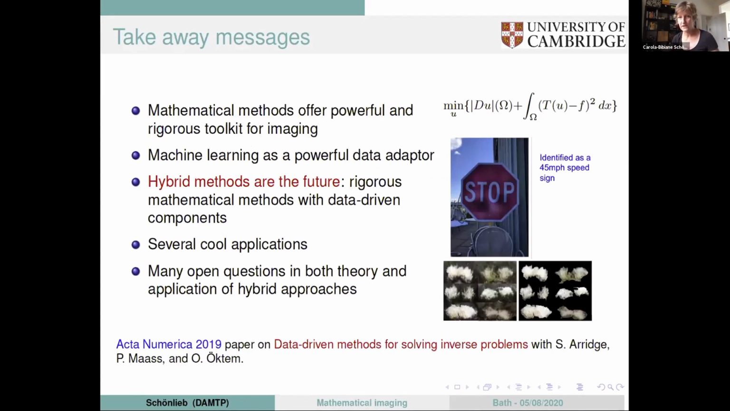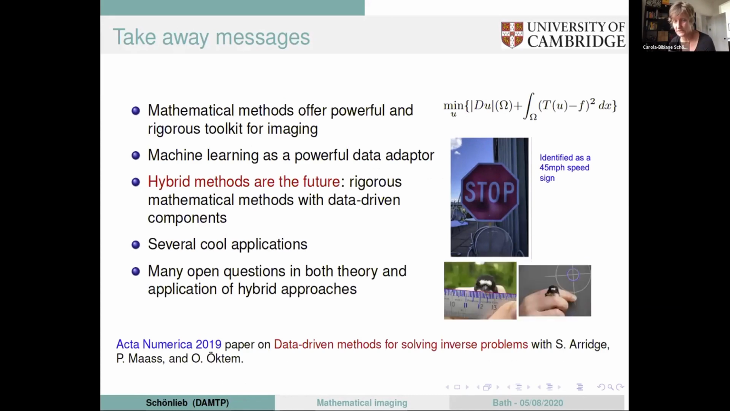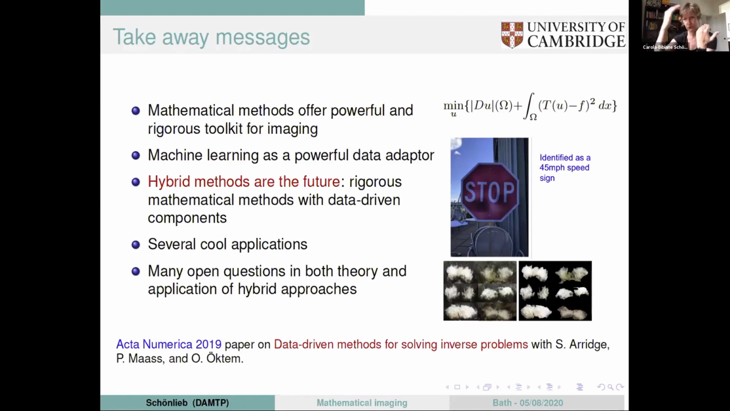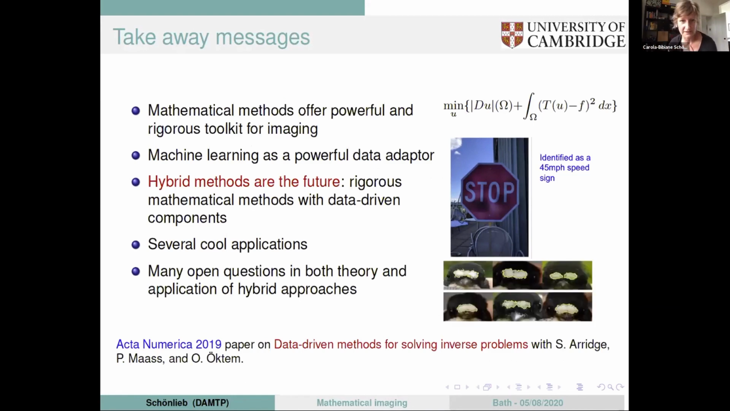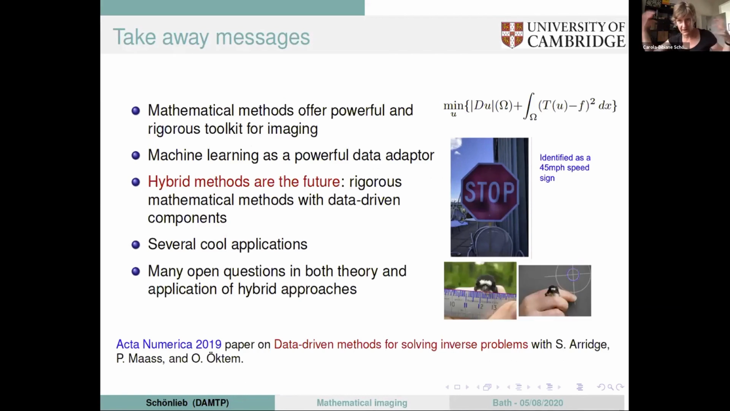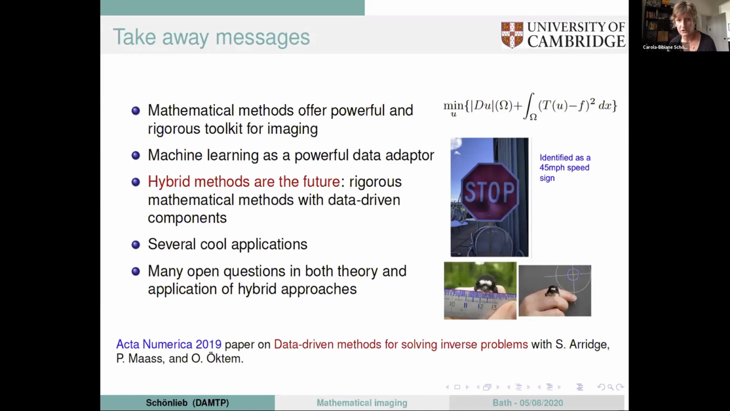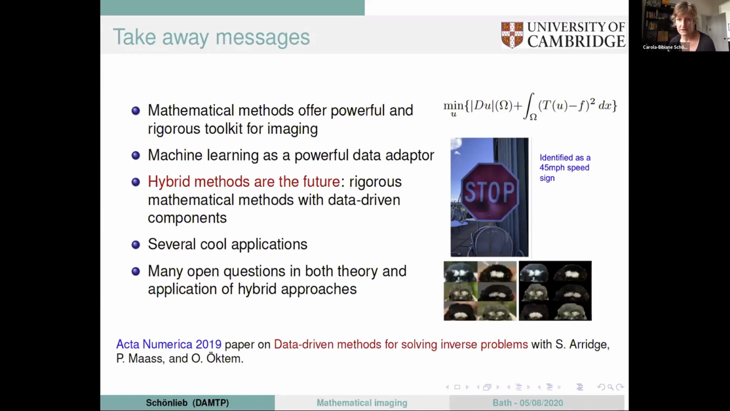Okay, so takeaway messages. Mathematical methods are really quite powerful, and they are rigorous, universal. They have lots of advantages. They're not very good at modeling prior information. They're not very good at adapting. Universality is in contrast to being very adaptive to different data sets. Machine learning, deep learning in particular, these very highly parameterized models are very powerful as data adapters. So why not try really to combine them? I really think that these hybrid methods are the future, with lots of cool applications, and of course, many open questions in both theory and application. Thank you very much.